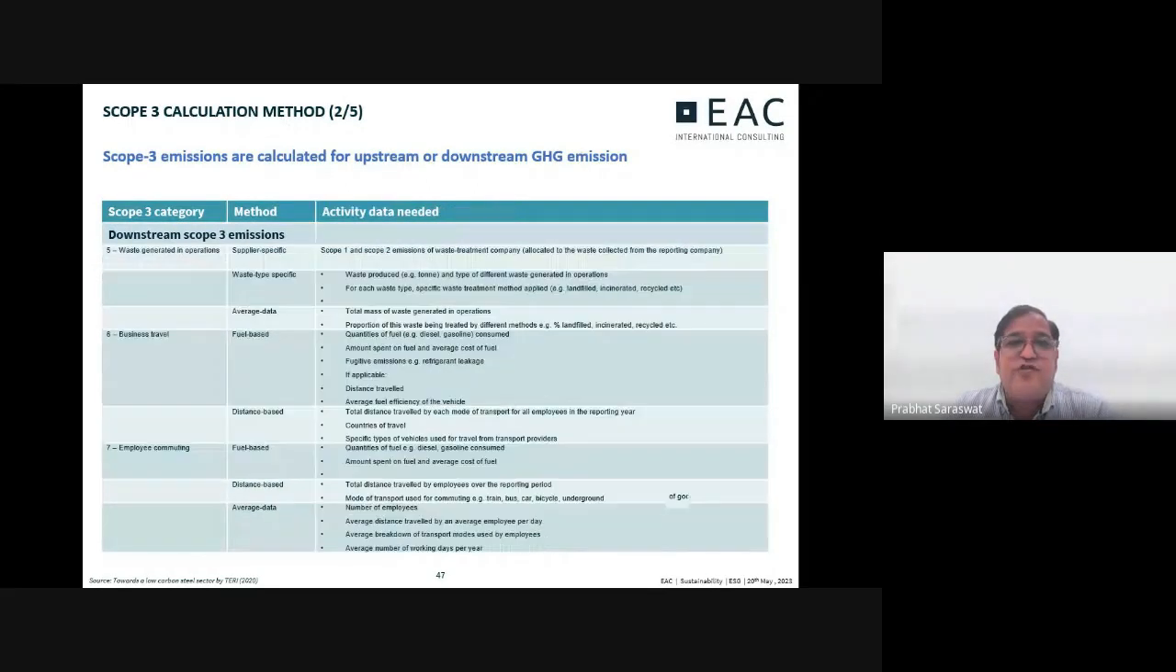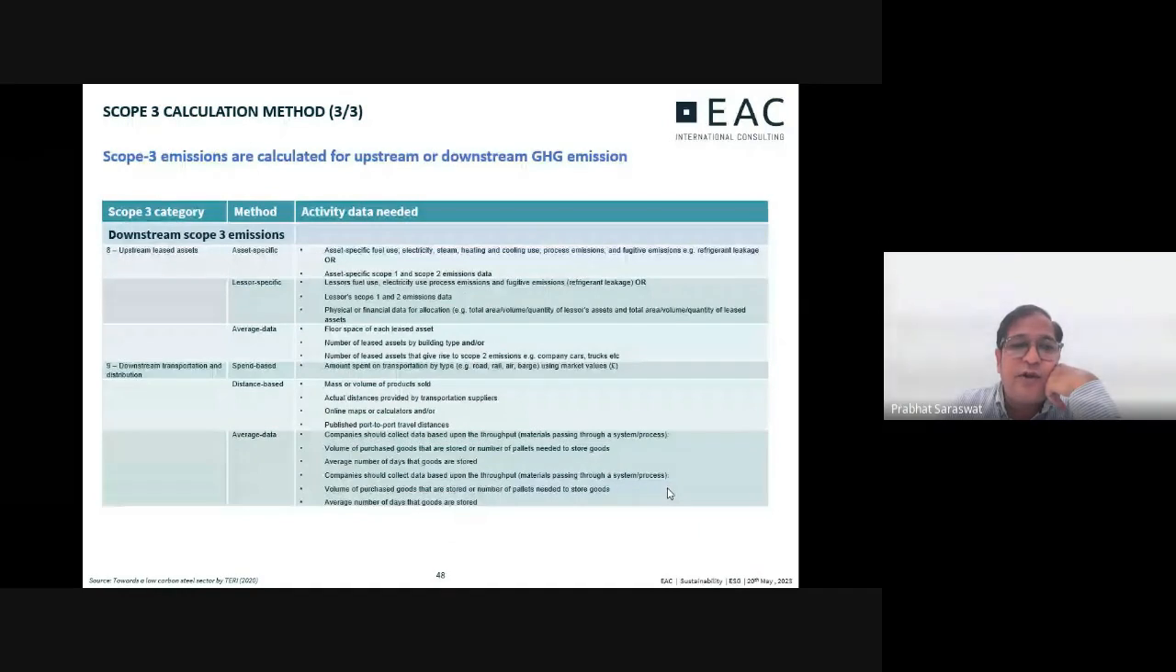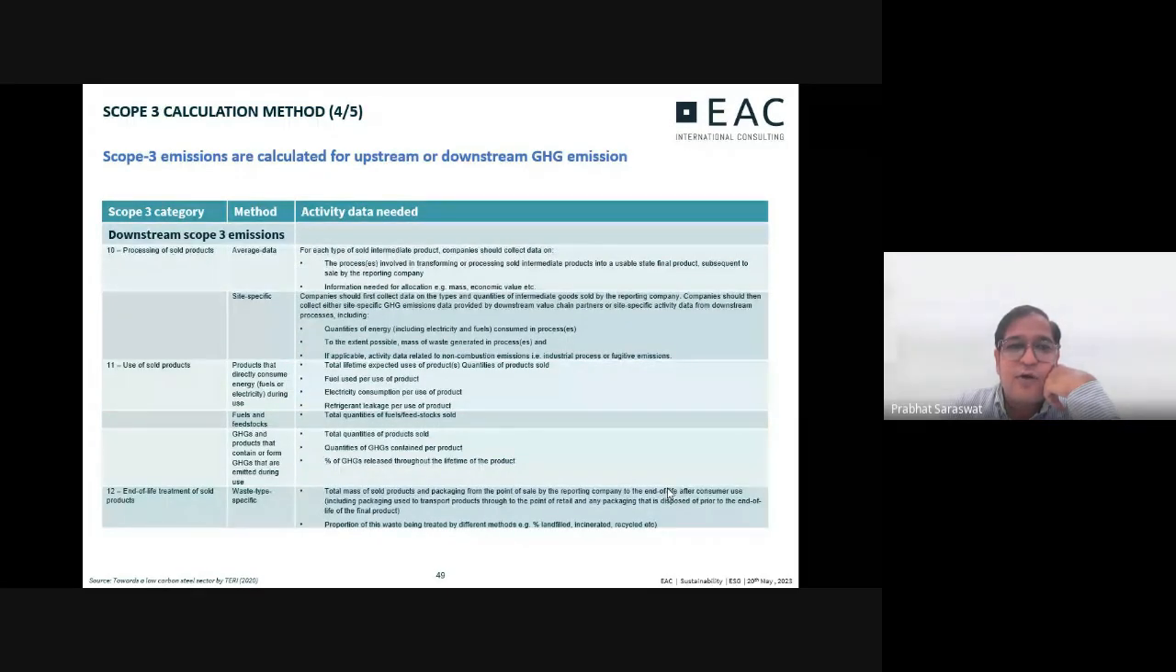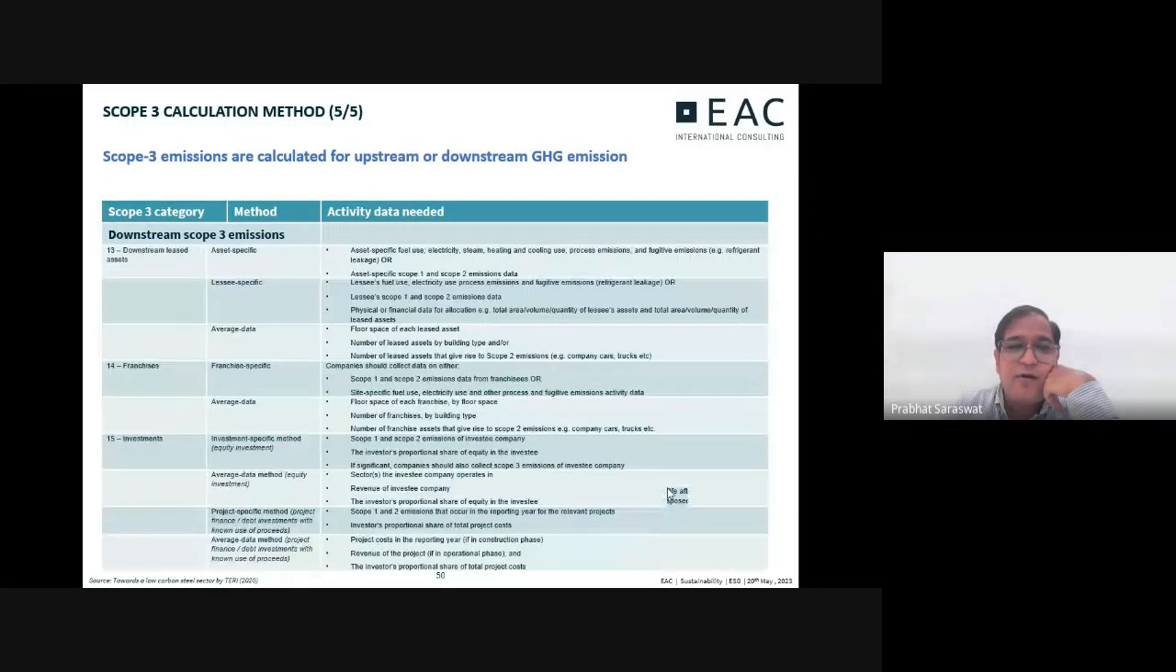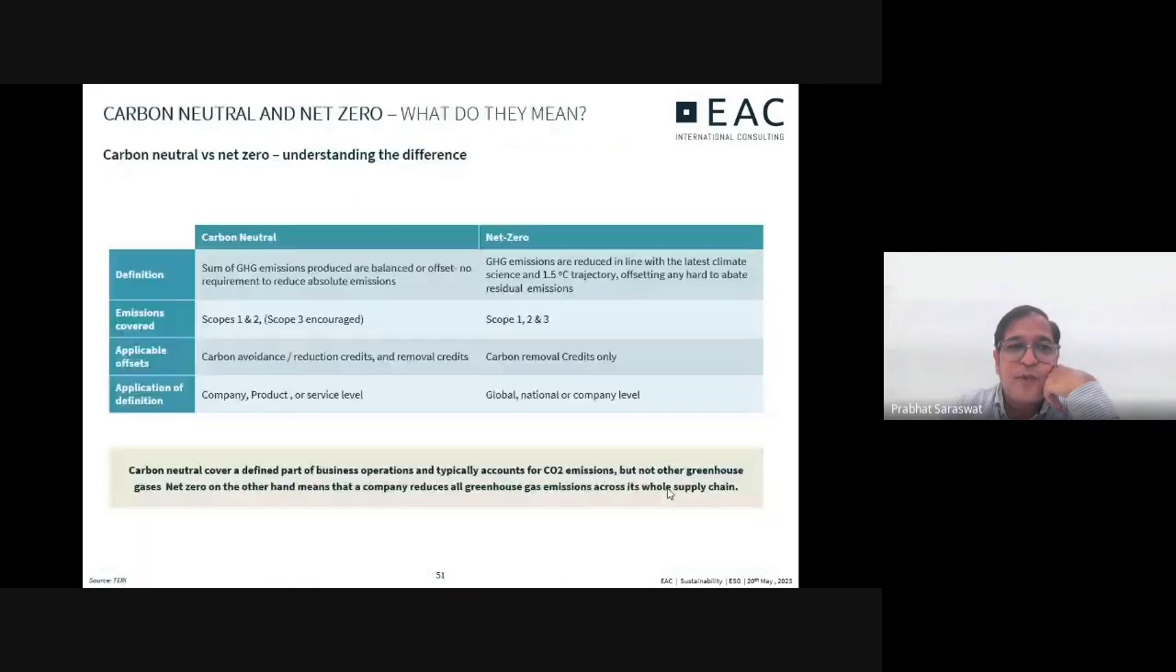So these are some calculation methods for Scope 3 activities, both downstream and upstream. These are the data we need to collect for calculations. I will just go through these slides, not discussing in detail.